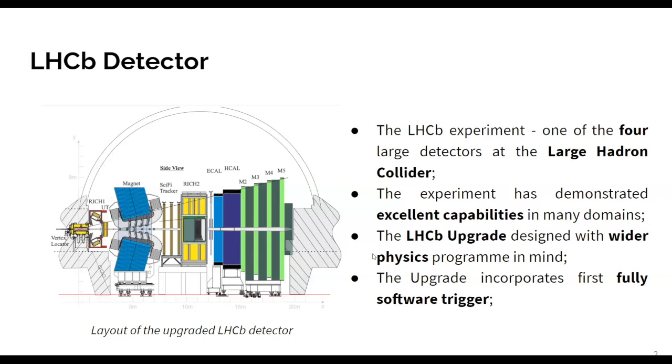So the upgrade of the LHCb was designed with this wider physics program in mind as a general purpose experiment covering the forward region. And LHCb was successfully operating from 2010 to 2018. And as I mentioned, it's a single arm forward spectrometer. To the left, you can see the layout of the upgraded LHCb detector. And it is primarily constituted of 2 parts. It has track and vertex reconstruction and particle identification trigger. And what is interesting about the trigger is that the upgrade is the first one to incorporate fully software triggers.